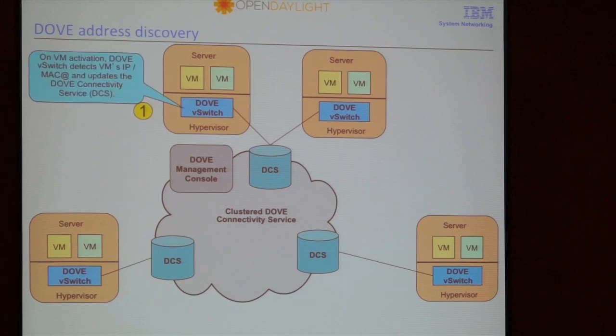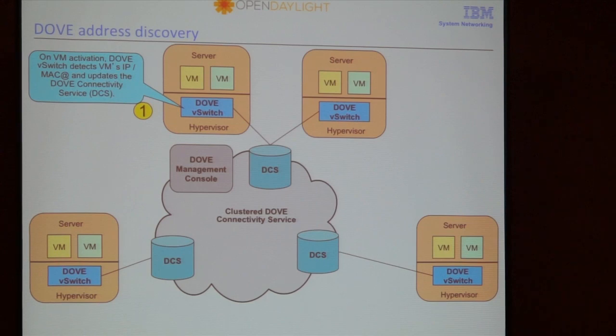So if we take this example, you have a bunch of hosts with VMs on them. Once a VM comes online and activates, the Dove vSwitch will detect that VM's IP and MAC address. And what it does is it pushes that information out to the connectivity server. So the connectivity server is running in this cluster in the data center. And the Dove vSwitch is updating the DCS when a VM comes up or goes away. So it learns about addresses and their location.